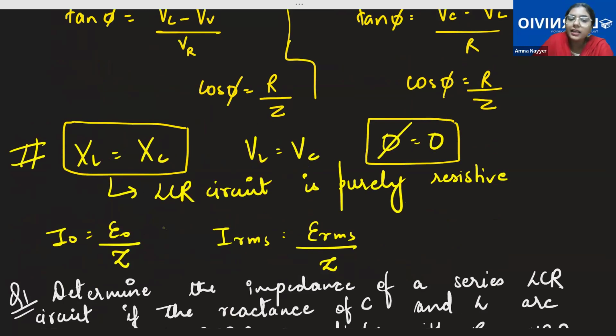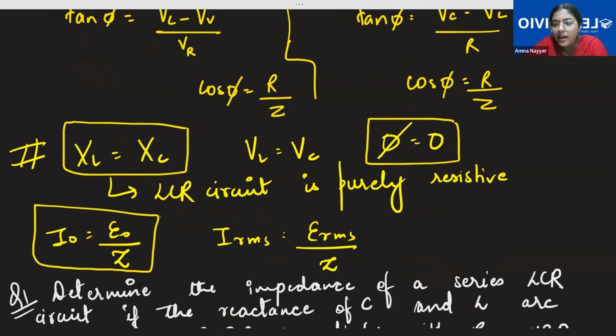Now see, we use I is equal to V by R. If it is only resistive, we use E naught by R. If it is purely inductive, we use E naught by XL. Purely capacitive, E naught by XC. Here, LCR is there, so you use impedance as the net resistance.